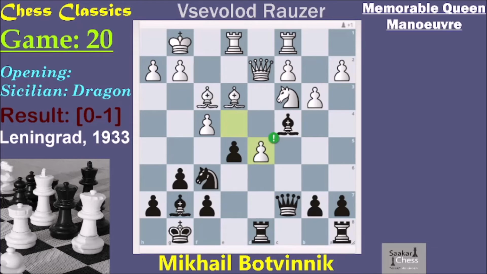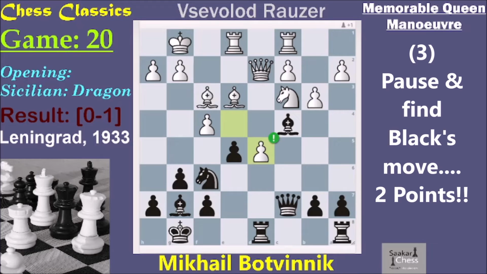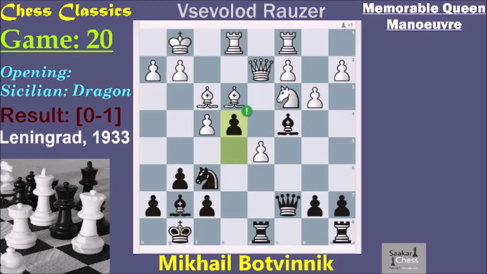e into d5. Pause and find again black's move. You will get 2 points. e4. Nice move. b into c4. Now the position is equal.